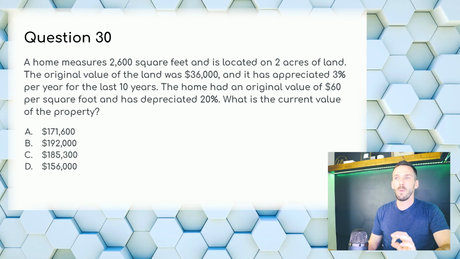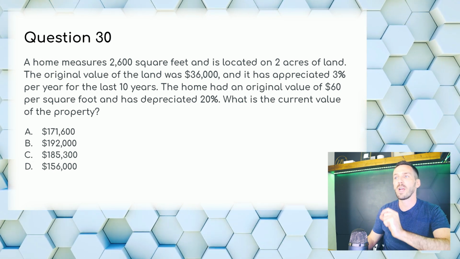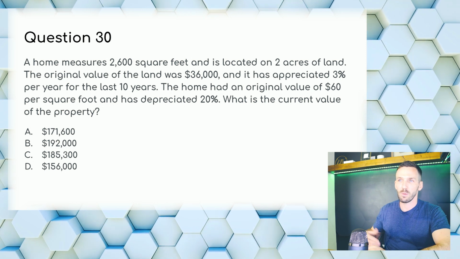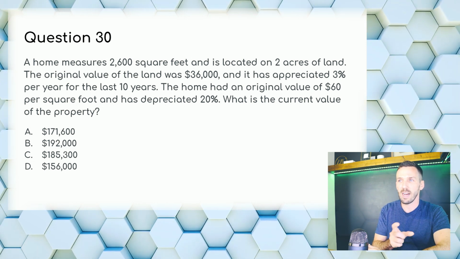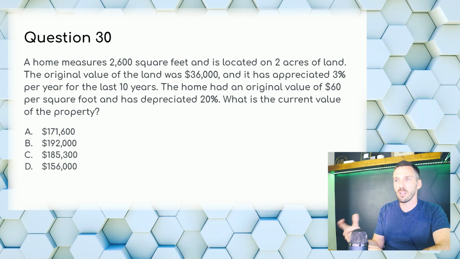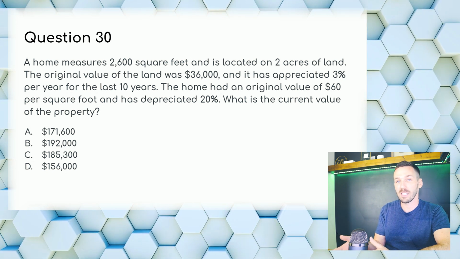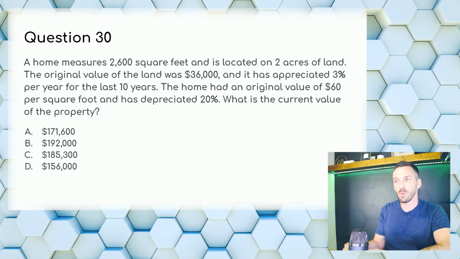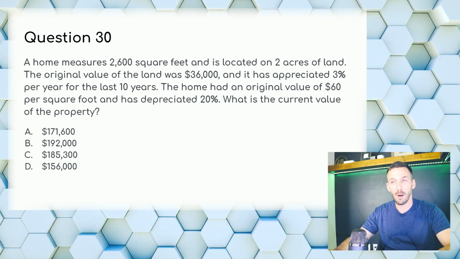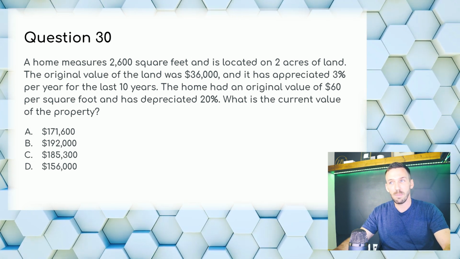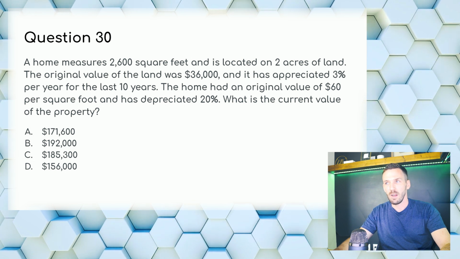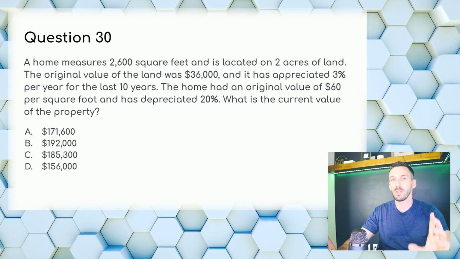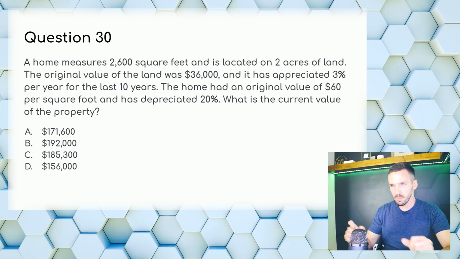Question 30. A home measures 2,600 square feet and is located on 2 acres of land. The original value of the land was $36,000 and it has appreciated 3% per year for the last 10 years. The home had an original value of $60 per square foot and has depreciated 20%. What is the current value of the property, both the land and the house?